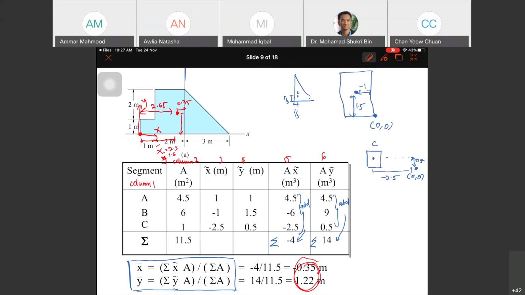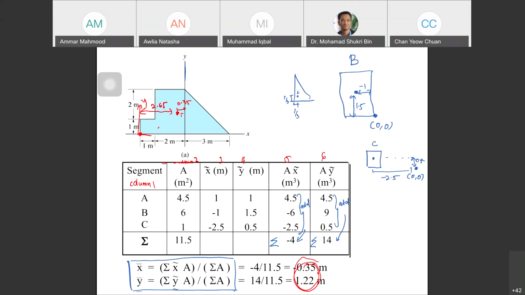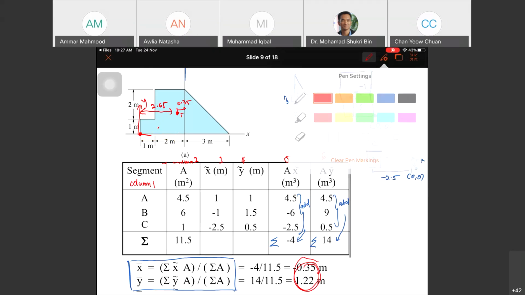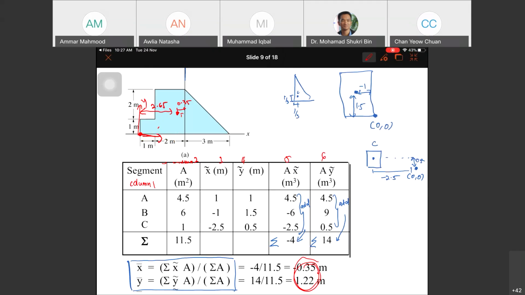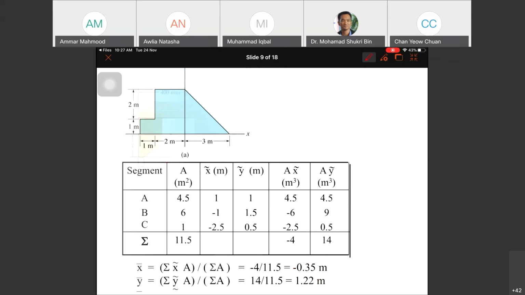If you choose the origin here, you will get this is your S bar 2.65. Y bar is still the same. Y bar is here. It depends where your origin is. Your answer might be different, but the location is the same. All right.